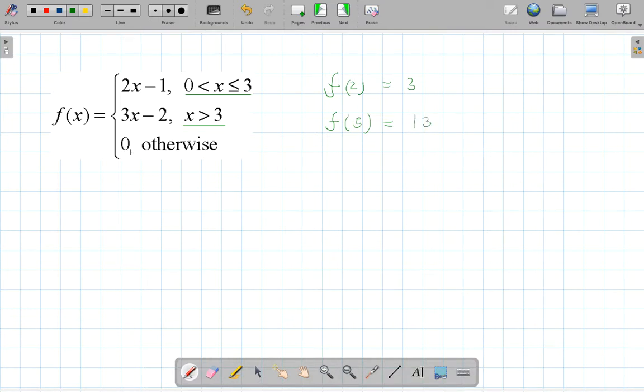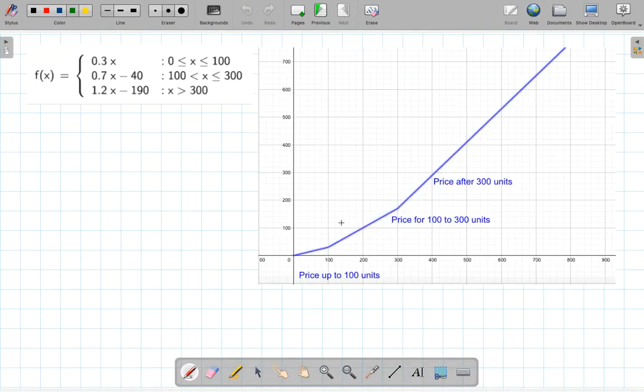Now, what does this thing here mean? 0 otherwise. It just means that the function doesn't exist if x is less than 0. That's quite a simple one. We might see something a bit more like this as a piecewise function.